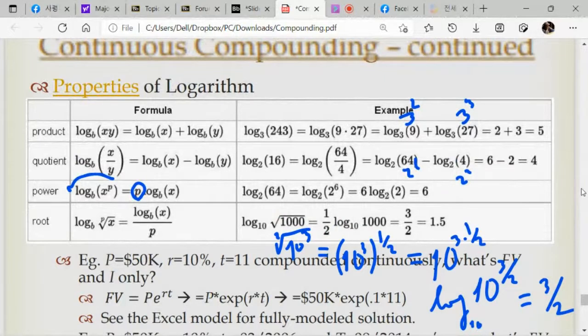Now, one of the properties of log is that log of x times y to base b, log of x times y. Oh, okay. So there it is.